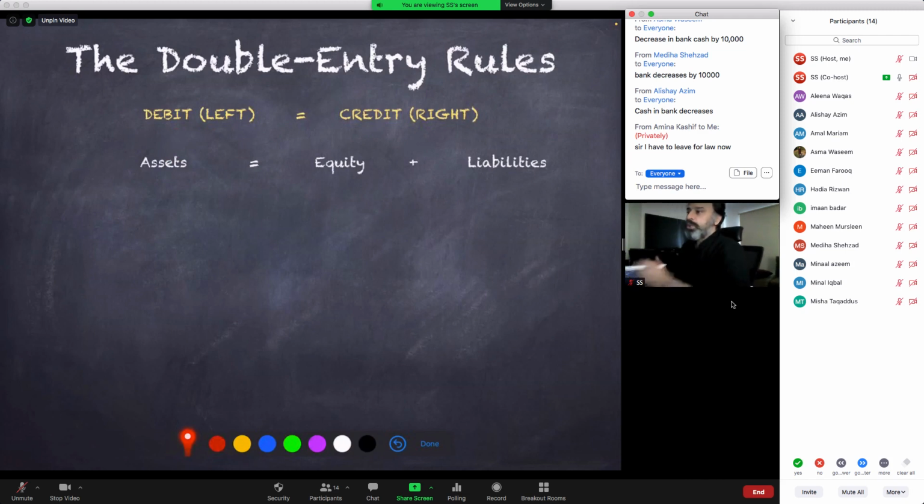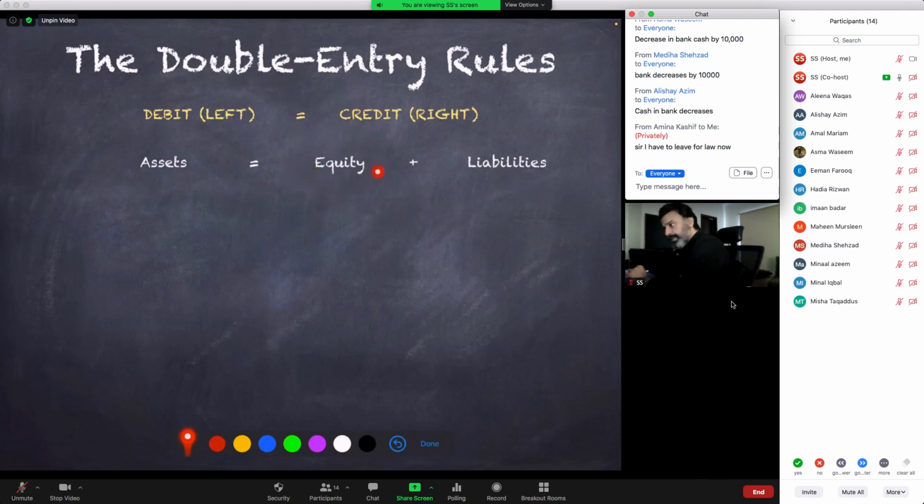Now we are going to expand this equation a bit more, and based on the mathematical rules which govern this equation, we are going to derive the rules for double entry. Double entry rules जो होंगे हम इसी mathematical equation की further expansion से create करेंगे. Now the first step in expansion of this equation is the term equity.